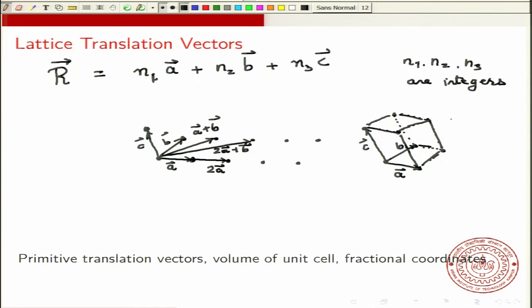So, the volume can be expressed in terms of A, B and C as A dot B cross C. It is a scalar triple product. This is called the scalar triple product. Basically, if you have three translation vectors A, B and C, then the volume of this unit cell can be expressed in terms of a scalar triple product of A, B and C.